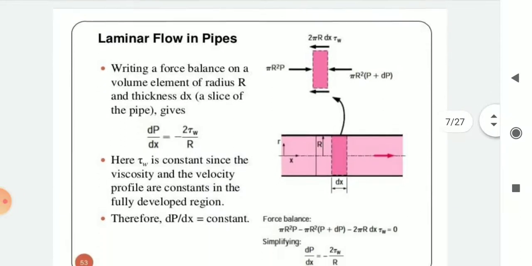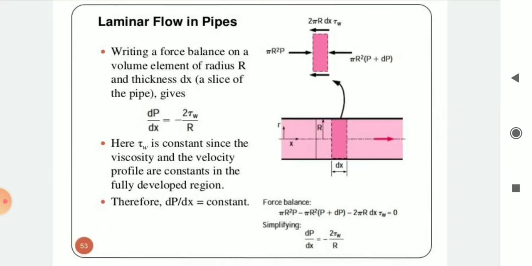So you can see in the image, force balance, and simplifying we can get dP/dx is equal to 2τw divided by R, that is dP/dx is equal to minus 2τw by R. Writing a force balance on a volume element of radius r and thickness dx, a slice of the pipe, gives dP/dx is equal to 2τw divided by R. Here τw is constant since the viscosity and the velocity profile are constants in the fully developed region. Therefore dP/dx is equal to constant. You can see in the image.